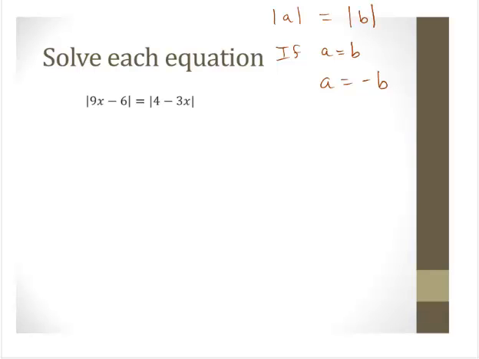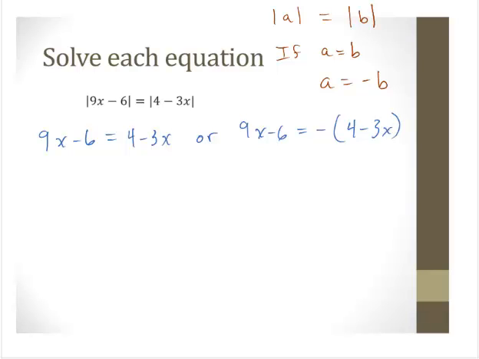So we can apply that to this equation. We have the absolute value of 9x minus 6 is equal to the absolute value of 4 minus 3x. This will be true if one of the following situations is true: 9x minus 6 is equal to 4 minus 3x, A is equal to B. It could also be true if they are opposites, so if 9x minus 6 is equal to the opposite of 4 minus 3x.